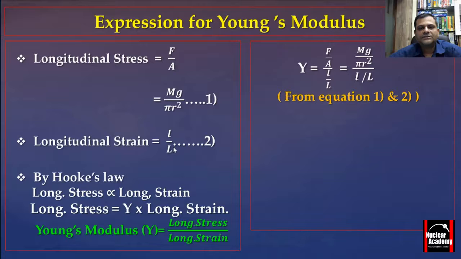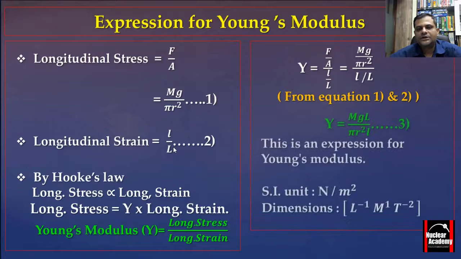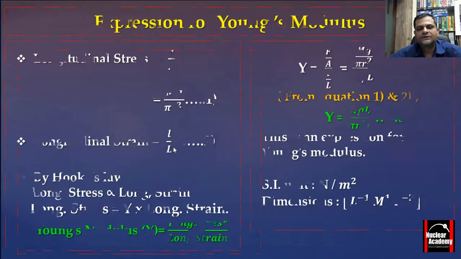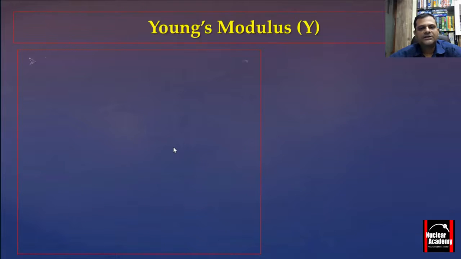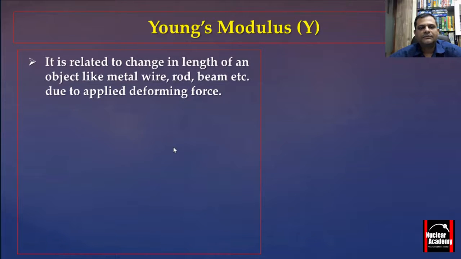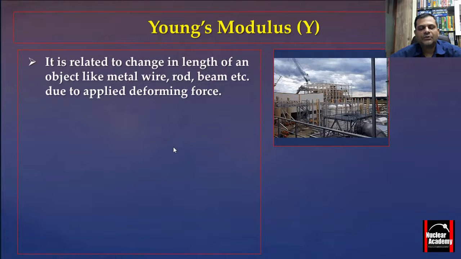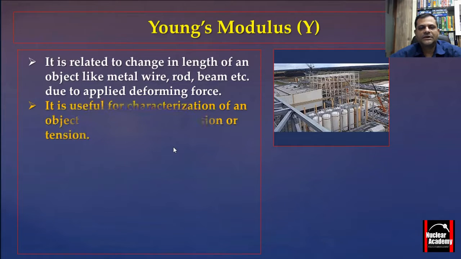Here, Young's modulus comes out to be force per unit area divided by small l upon capital L, which can also be written as mgl upon pi r square small l. This is the expression for Young's modulus, whose SI unit and dimensions are the same as those of stress. Here we can understand that Young's modulus of elasticity is related to the change in length of the object. For example, a meter wire, rod or beam, whenever a deforming force is applied along its length, the modulus of elasticity related to that stress produced will be called Young's modulus.